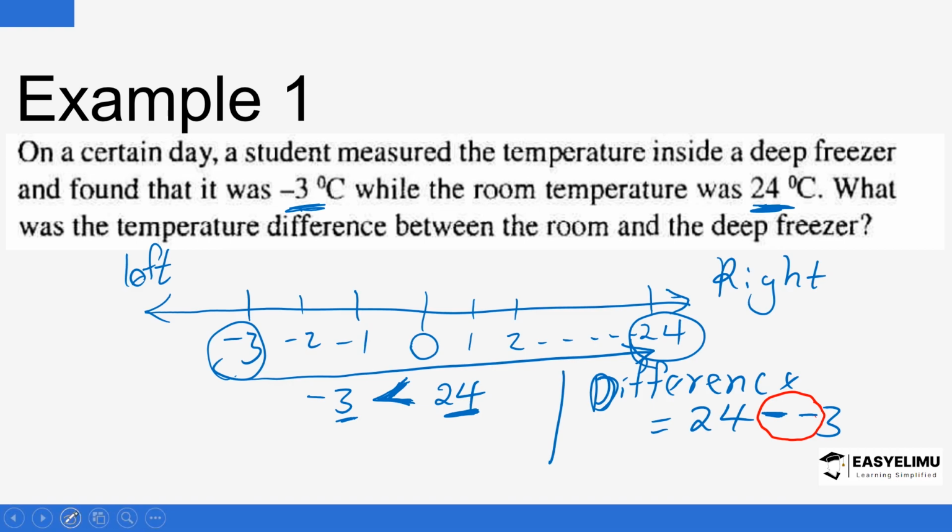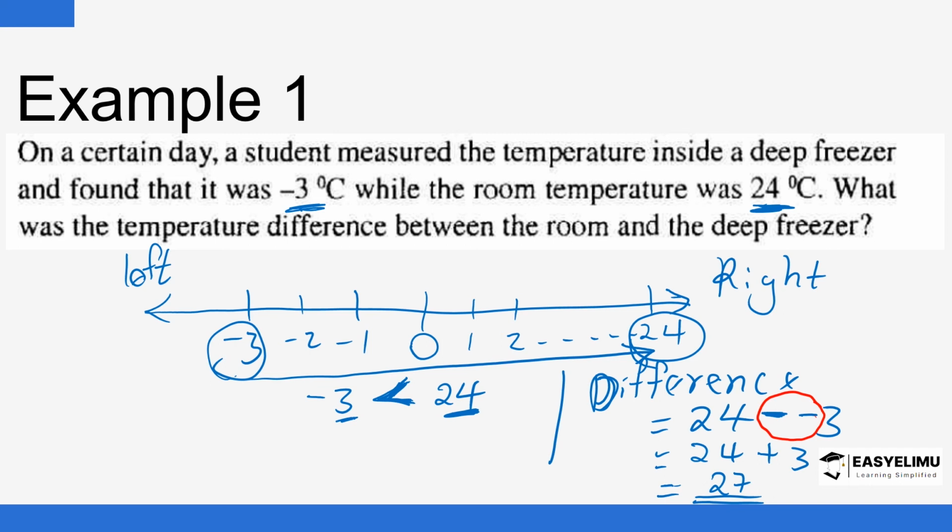So that means then here we are going to have 24 plus, because now the signs are the same, so you have to replace them by a plus sign, plus 3, which is going to be 27. So that's how you're able to get the difference.